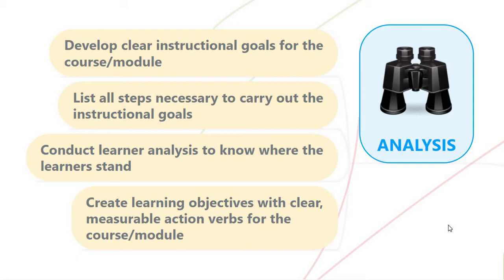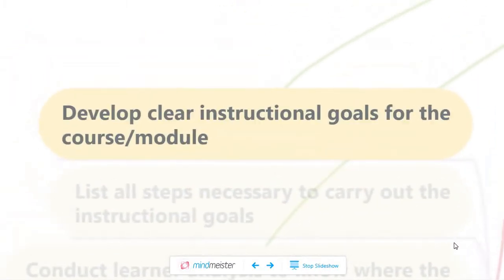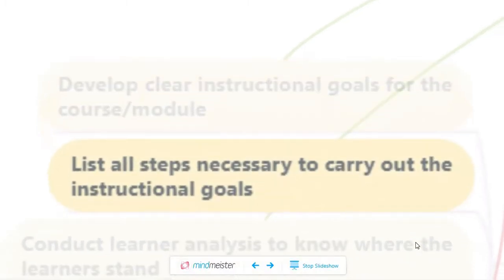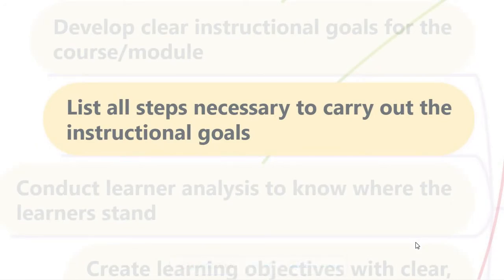actually analyzes the different components of their project. So the first very important part is to develop clear instructional goals for the course or the module that is to be designed. So what I mean by this is that the instructional designer needs to come up with clear objectives that need to be met at the end of the course. The next would be to list the different steps that the designer thinks would be necessary to carry out and reach this end objective or end goal of the course.